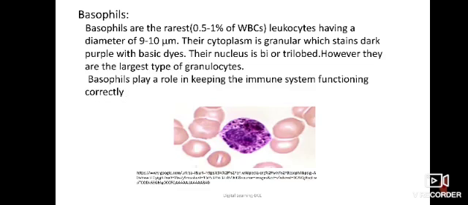The next type of granulocytes, which account for about 0.5 to 1% of WBCs, are basophils. Basophils are the rarest leukocytes, having a diameter of 9 to 10 micrometers. The nucleus is as in eosinophils. Cytoplasm is slightly basophilic, therefore appears blue and granular.